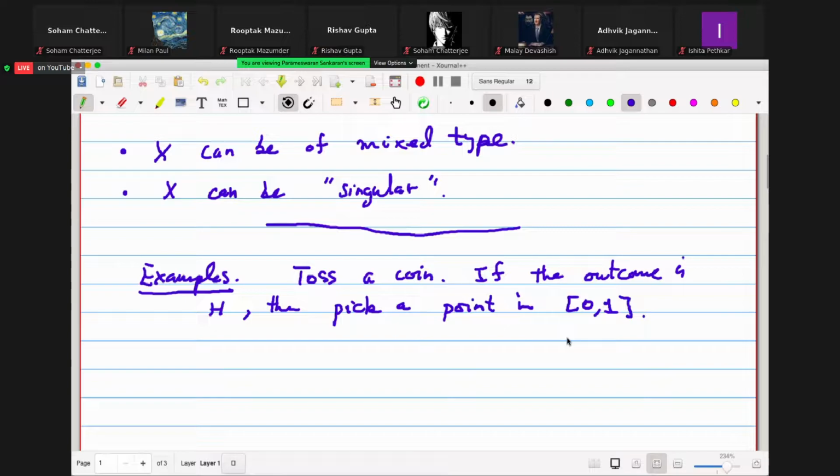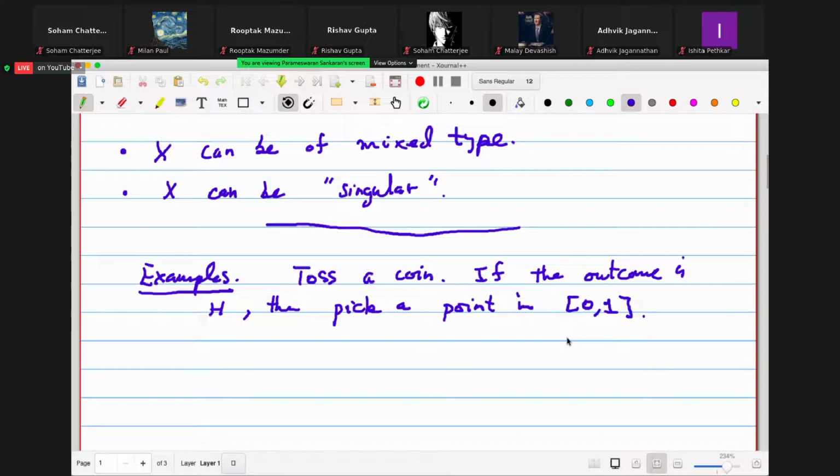Sorry about that. The outcome is tail, then toss a coin again, and observe the outcome. That's it. So this is the experiment.